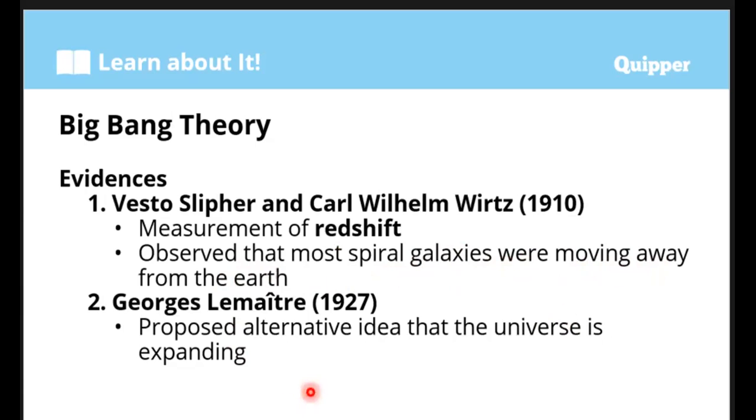Another astronomer who supports the Big Bang theory is Georges Lemaitre. He proposed the alternative idea that the universe is expanding. So it was his idea that in 1927, maybe the reason why most spiral galaxies were moving away from the Earth is because the universe is expanding. If you imagine the universe expanding and expanding, of course, it is moving away and away from a particular reference point.